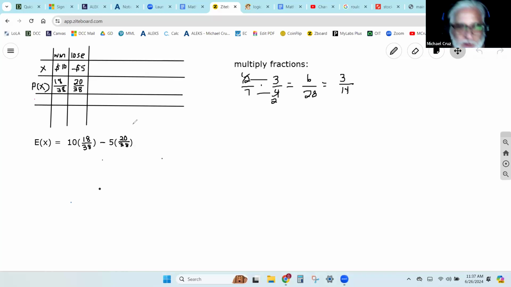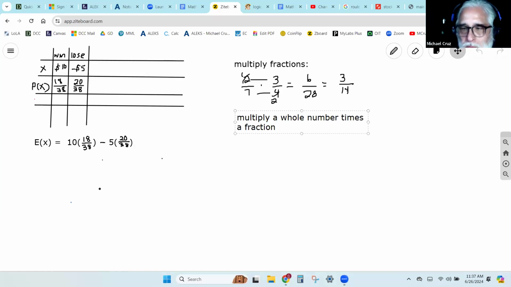All right, but what happens if we multiply a whole number times a fraction? All right, so let's say we have 25 times 1/5. Well, what that means is that whole number can be written as a fraction.